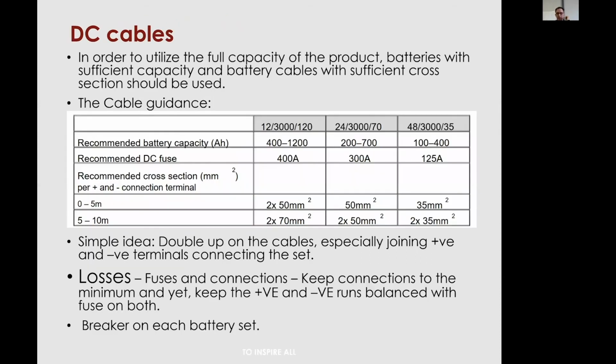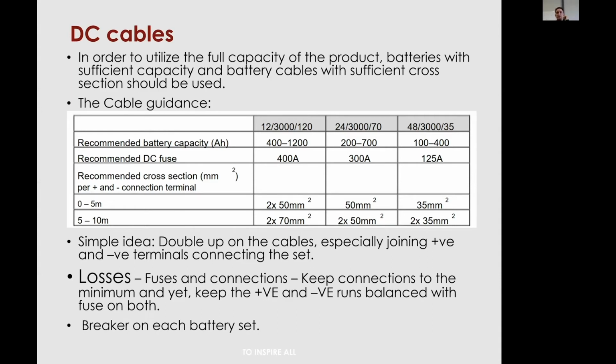What we have done in our systems is we make sure that our cabling is actually doubled up. So you can see the cable guidance that we now give for a 12 or 24 or 48 volt system is everything above 35 millimeters. And if there is any question, rather double up on the 25 millimeter cable that we have provided in the past.